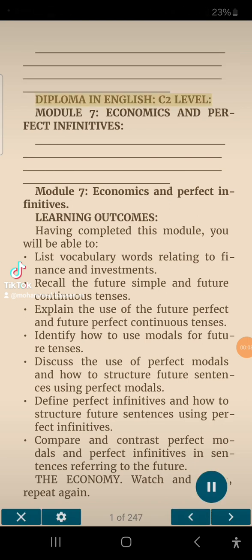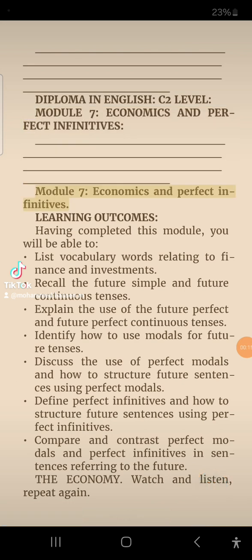Diploma in English, C2 level. Module 7. Economics and Perfect Infinitives.